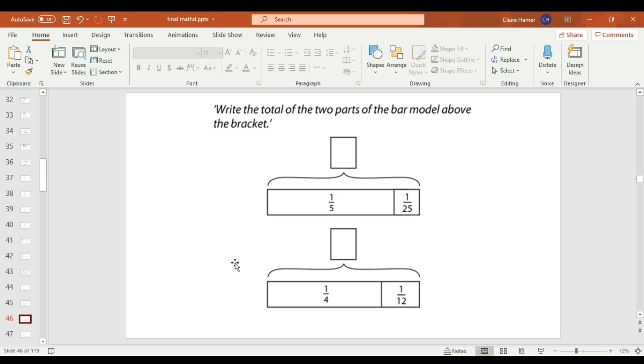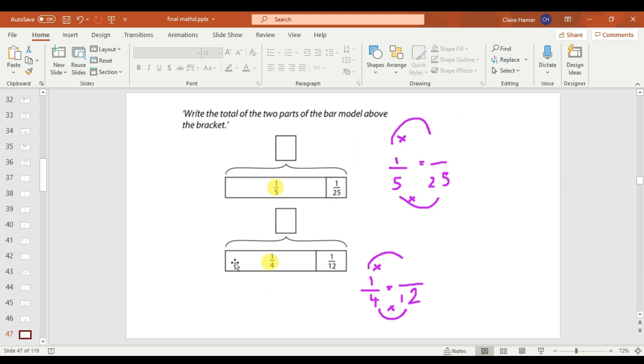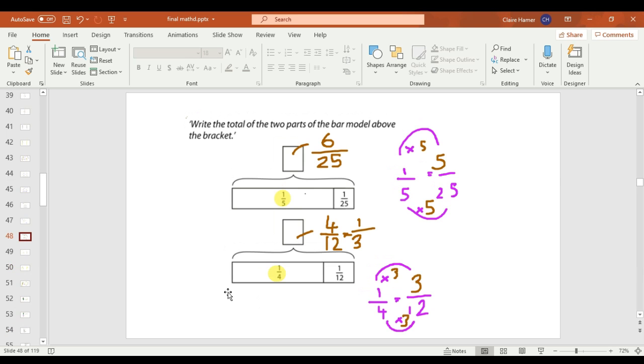Right, I'm going to reveal my workings. First of all, I set my loops up like this. If you didn't complete this question, you could do it now, as I've set it up for you. Then I worked out that 1/5 is equal to 5/25 and 1/4 is equal to 3/12. Then I added them together and I got 6/25, that's the simplified answer. And then I got 4/12 as my answer here, which can be simplified to 1/3.